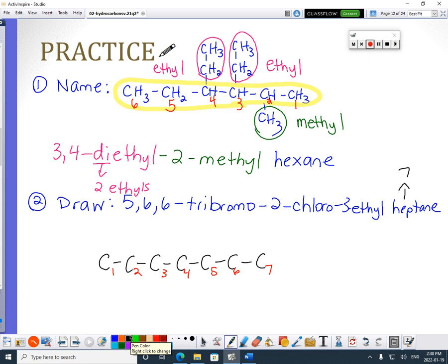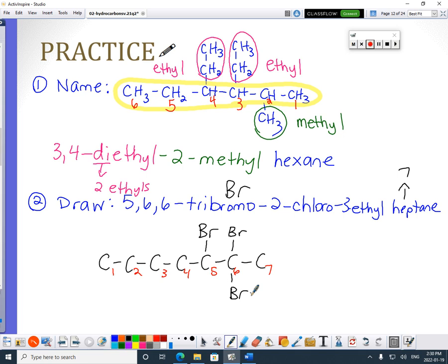Now we're going to do bromo, which is Br. Where are the bromos? 5, 6, and 6. So I find carbon number 5. When there's only one thing, you can write it on the top or the bottom. That doesn't matter. But there are 2 of them on 6. You can't just write 5, 6. You have to write 5, 6, 6 because we need to know there are 2 on the 6. That's why it looks like that. That's not a typo, okay?